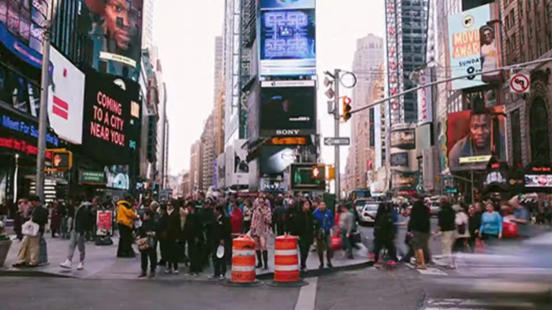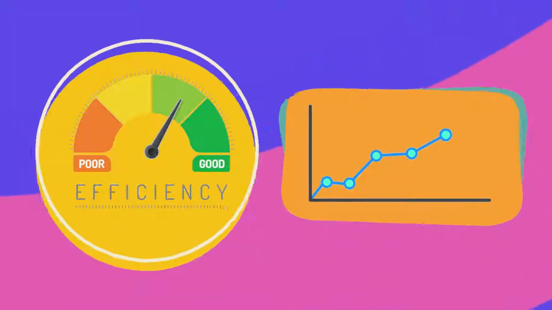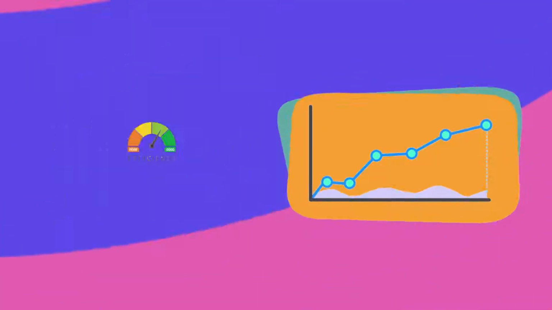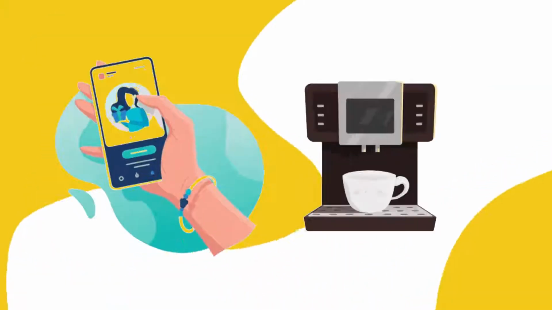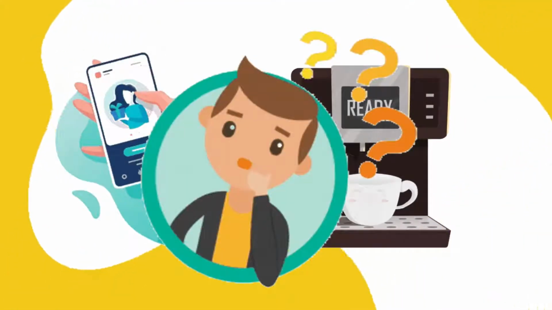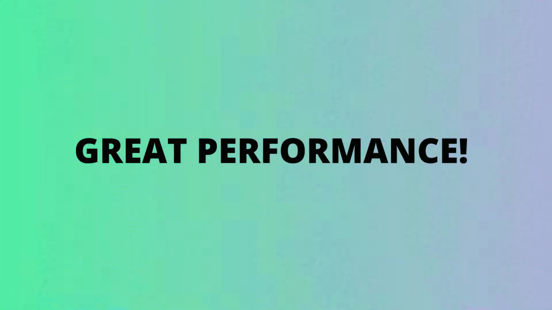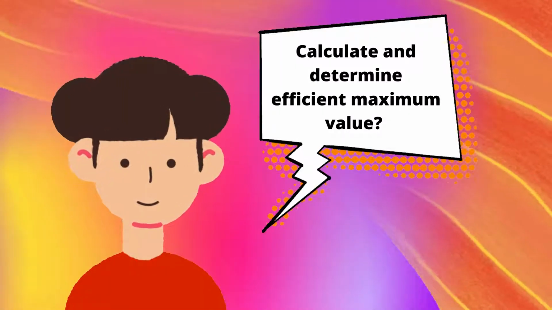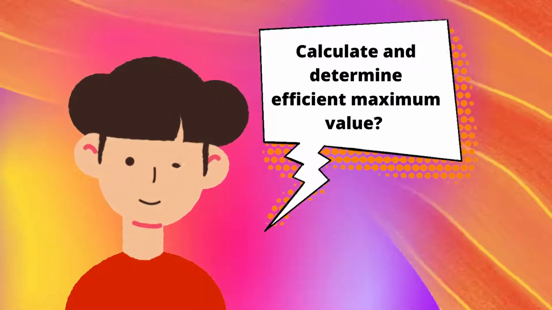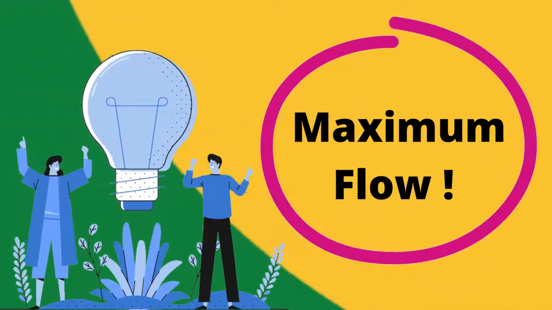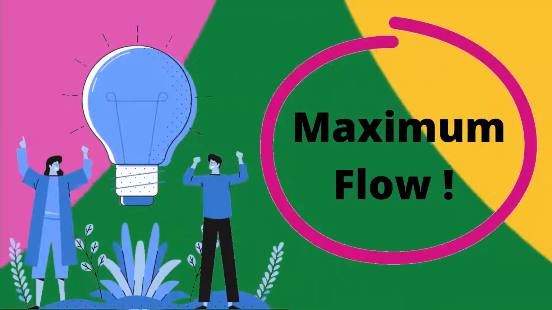In our everyday lives, striving for efficiency and maximum value plays an important role in everything that happens around us. Whether it be from our devices and gadgets, to our everyday appliances, and to our everyday decisions, efficiency and maximum value is a factor in attaining the best performance. How is it possible, though, to calculate and determine an efficient maximum value in what we do? This is where the concept of maximum flow comes into play.